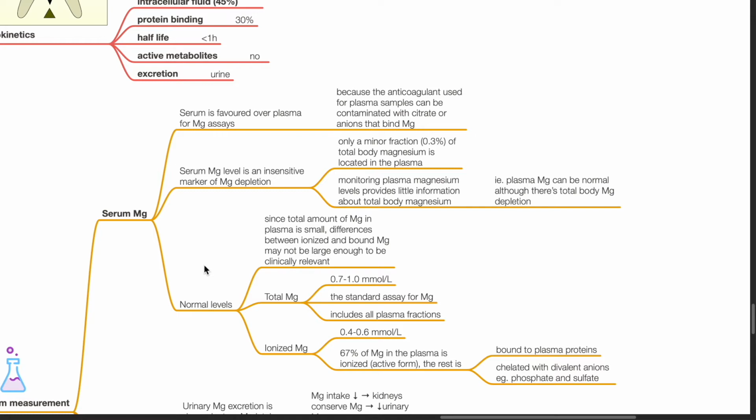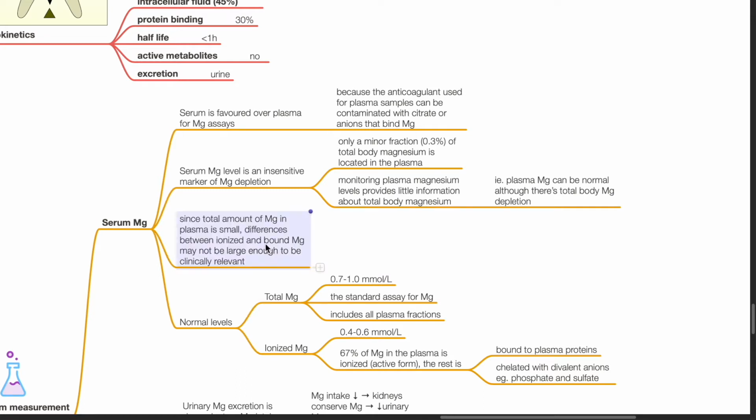Serum magnesium level is an insensitive marker of magnesium depletion. Only a minor fraction, 0.3%, of total body magnesium is located in the plasma. Monitoring plasma magnesium levels provides little information about total body magnesium. Plasma magnesium can be normal although there is total body magnesium depletion. Since the total amount of magnesium in the plasma is small, differences between ionized and bound magnesium may not be large enough to be clinically relevant.